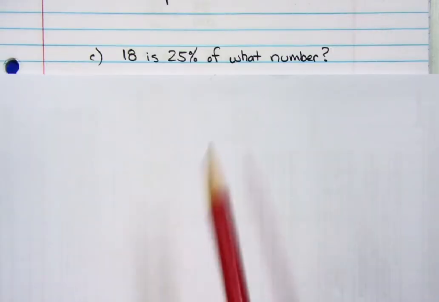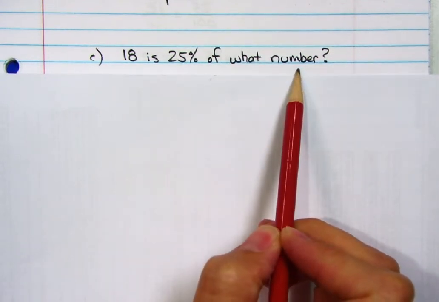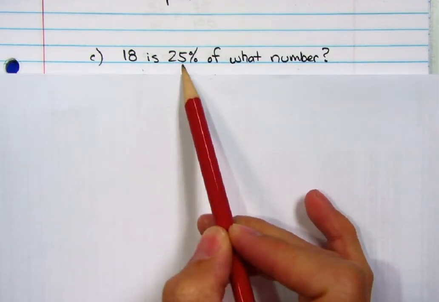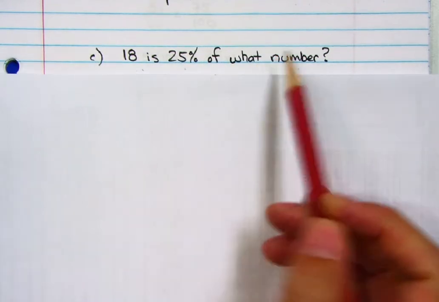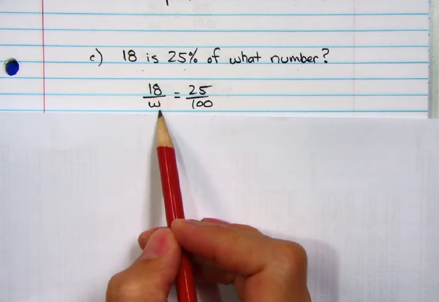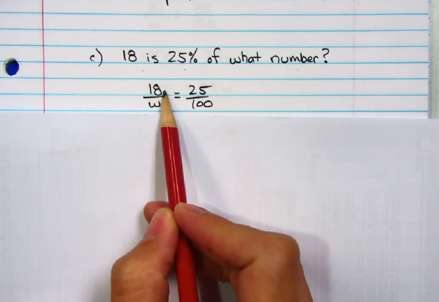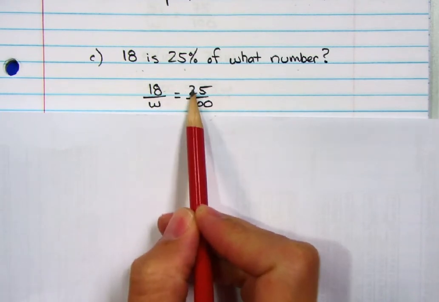And for the last type, we have 18 is 25% of what number? So I have a part, I have a percentage, but I don't have the whole number part. So I set it up like this. 18 over W is equal to 25 over 100. So I know the part, I don't know the whole, and I know the percentage.